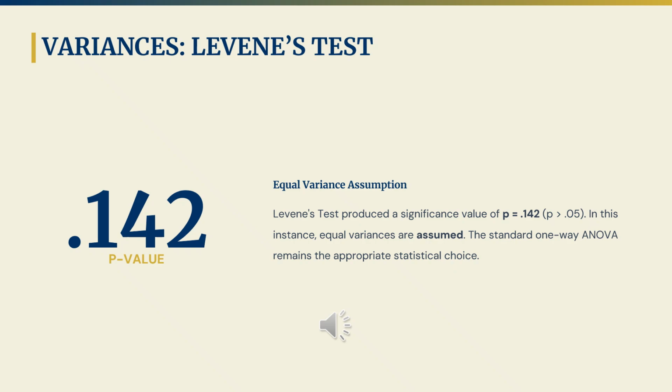In slide 6, I will be explaining the homogeneity of variance. I assessed the homogeneity of variance using the Levene test. The Levene test significance value was p equals 1.42. Because this value is greater than 0.05, equal variances are assumed. Therefore, the standard one-way ANOVA was conducted as the appropriate statistical test.